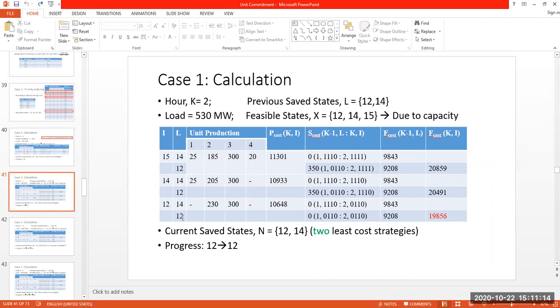So what was the cost associated in 12? Now we have this information basically here. This will help us to fill up these gaps. You see 12 here.